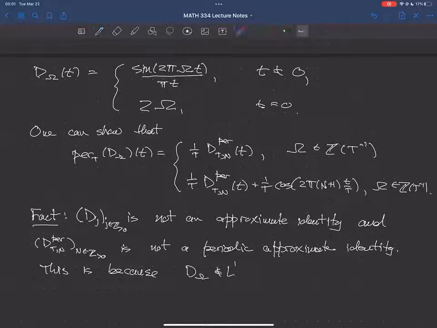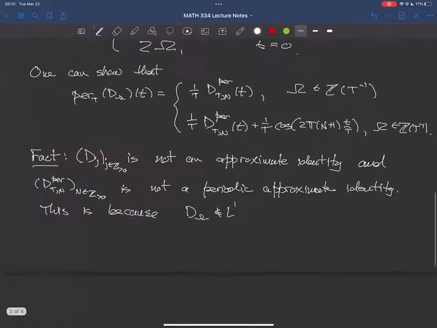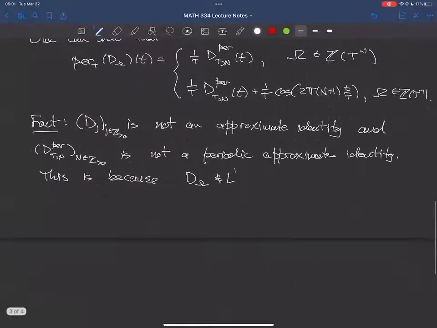And in the periodic case, all right, so here was our Dirichlet kernel there. So this thing is a bounded continuous function on each period, and so therefore it's in L1 on each period. So this is in L1 per, okay? It's a periodic function which is in L1 on each period.